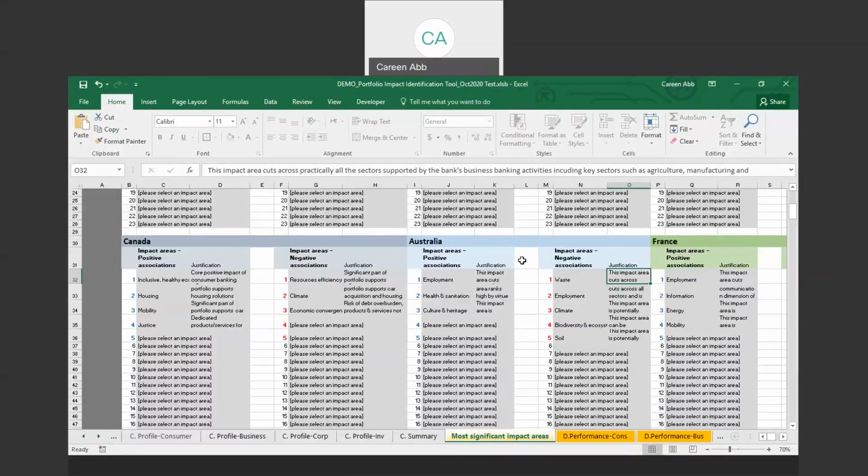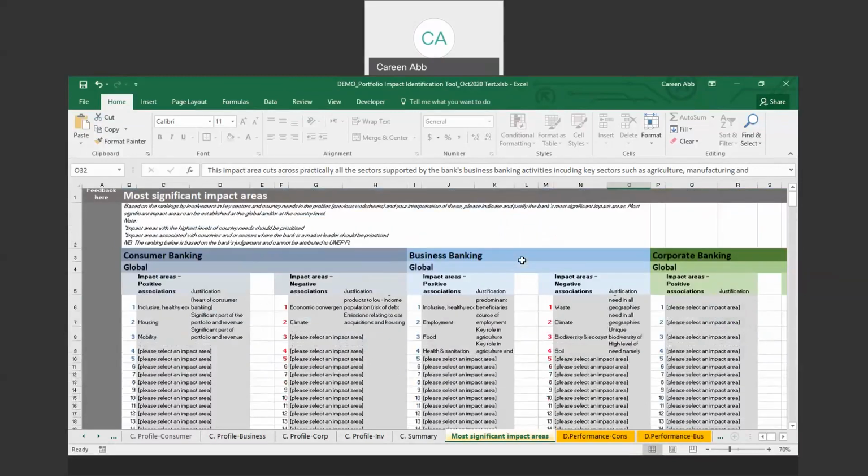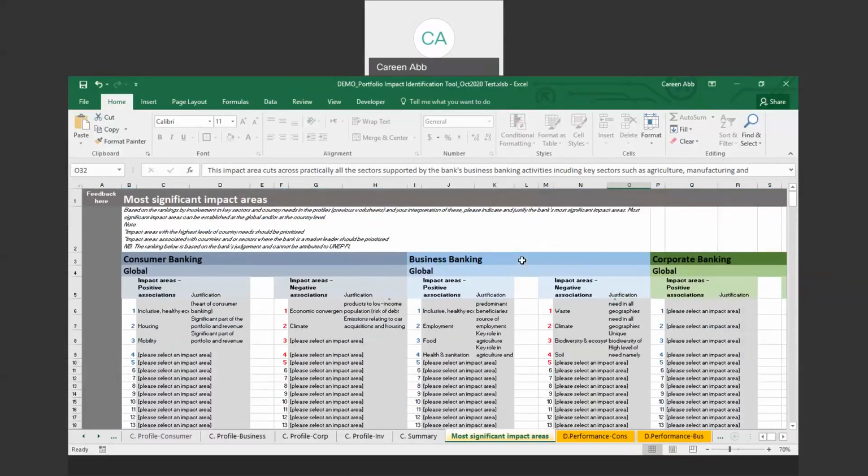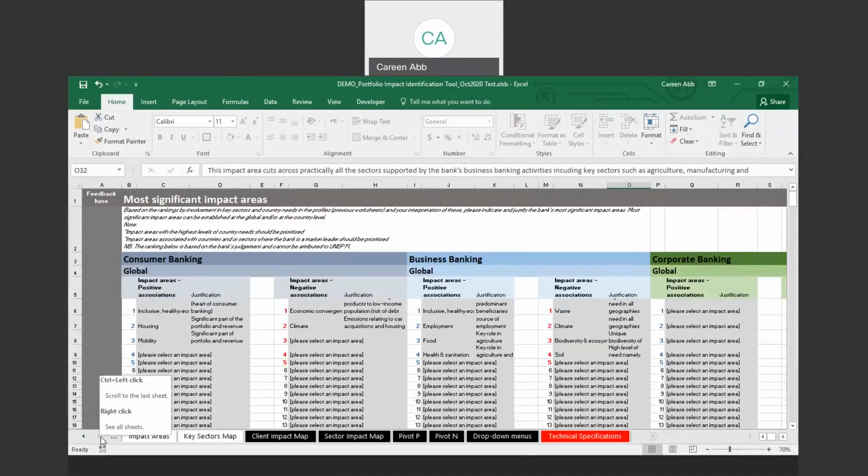A final word on this part of the process in terms of how these impact associations are generated. We've already mentioned that they're drawn from the cartography and the impact needs within the countries, so the country needs assessment framework. There is, of course, one further place that this draws from, and that is the inbuilt mappings that are in this tool. Let me turn in particular to the sector to impact map.